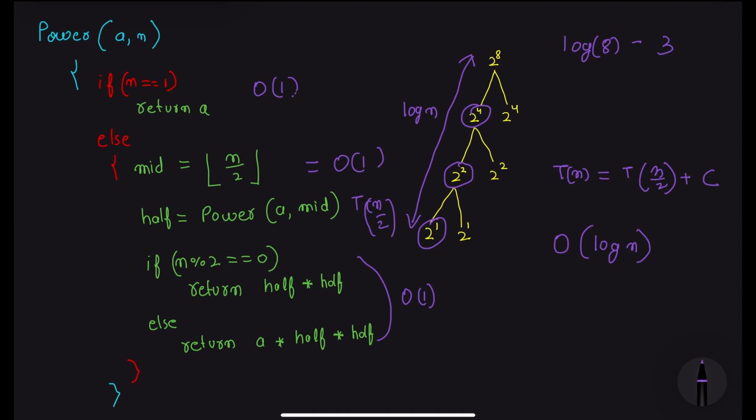The space complexity here will be the stack space, which is used to store the function calls. Here we are creating log n function calls, so log n amount of space is needed. So space complexity will be log n, which is equal to the number of levels of the tree. So I will write it: time complexity will be log n, and space complexity will also be equal to log n.